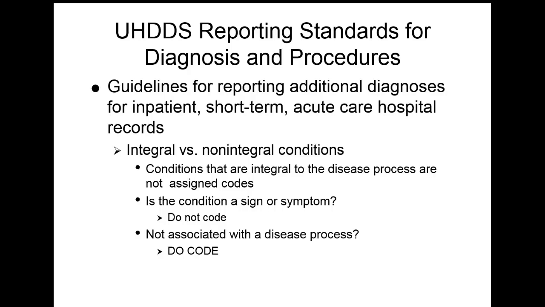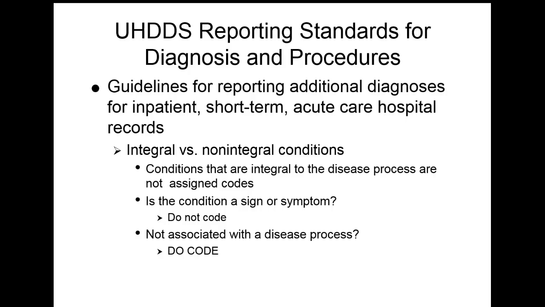Now, on the top of page 39, we have an example of a condition that's not integral and it would be coded. So the patient comes to the hospital and they have metastatic brain cancer, and they're coming in for removal of that metastatic lesion. When we look at the patient's history, we can see that this patient had lung cancer, and that lung cancer was surgically removed. Now the patient is having seizures. They have the metastatic brain cancer, and they have a headache.